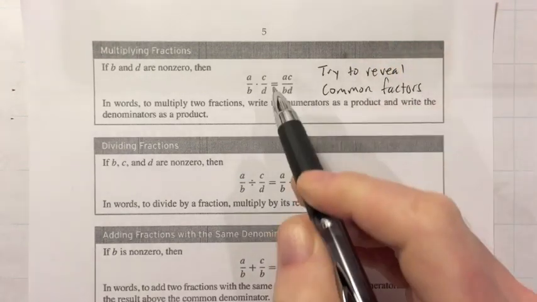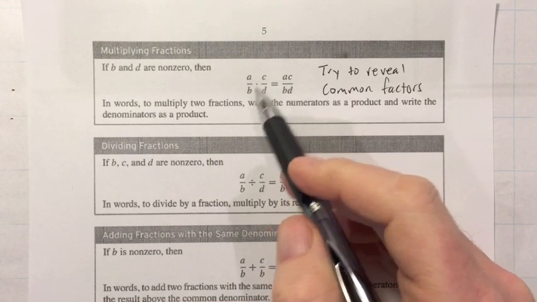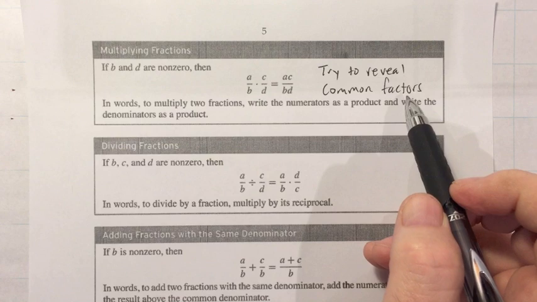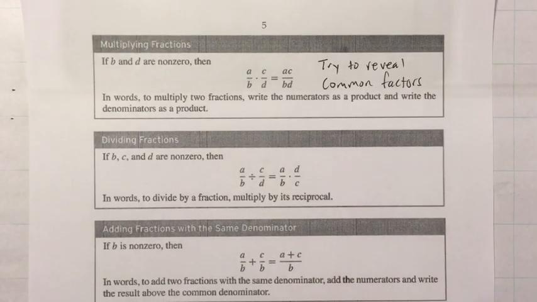So as you're getting ready to go from this step to this step, be looking at the numerators and denominators and think about, is there any common factor I can cancel? And if so, try and reveal that so people can see clearly where your canceling is coming from.